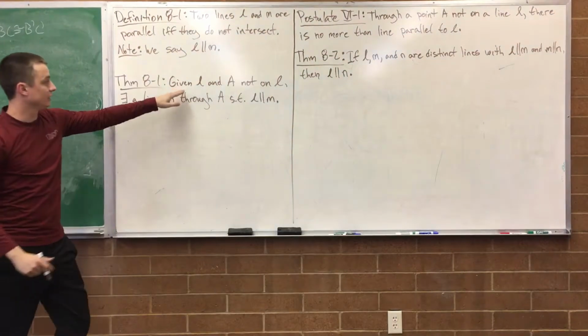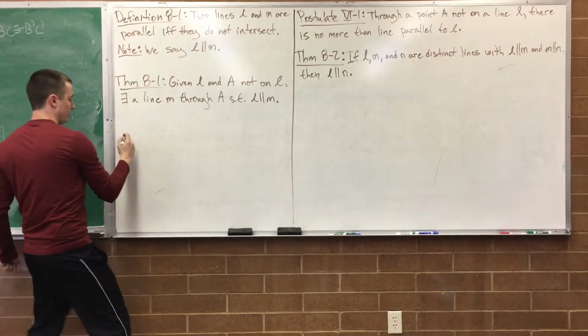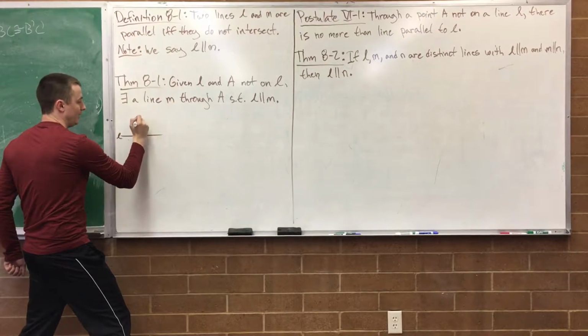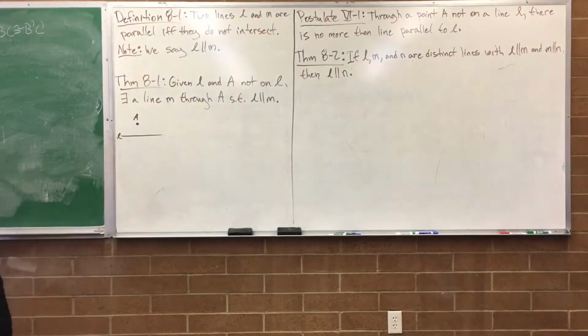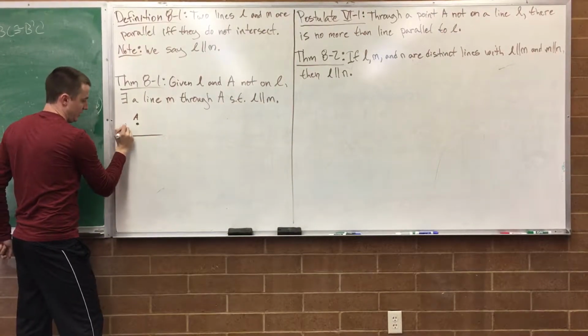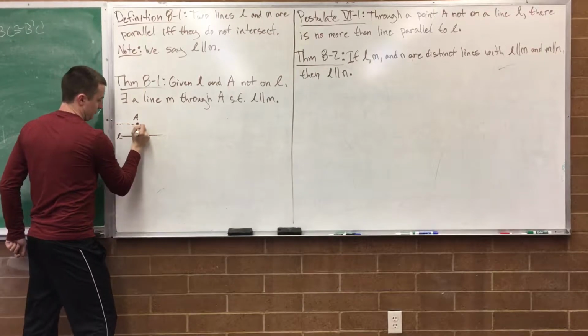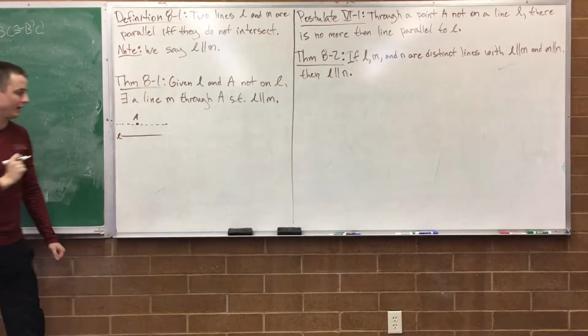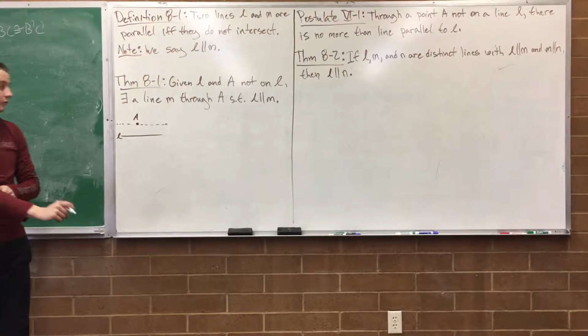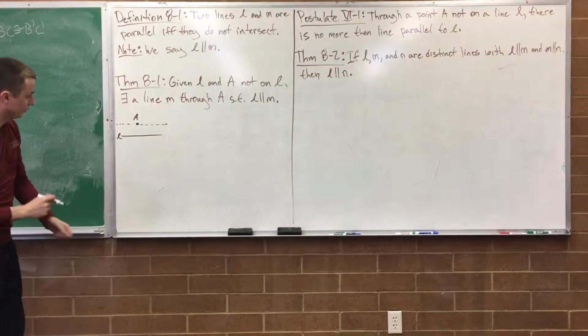Theorem 8.1 is, given a line L, so we have some line L, here it is, and some point A not on L, we are trying to prove that there is at least one line through A parallel to L. Okay? That's what we're trying to prove. Big picture, how are we going to do this?